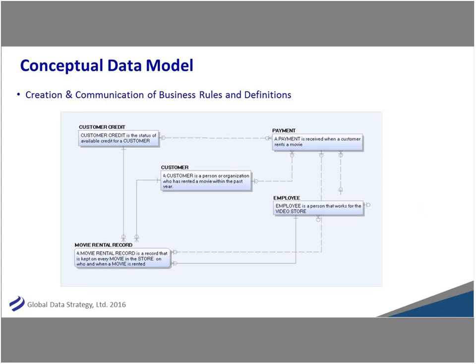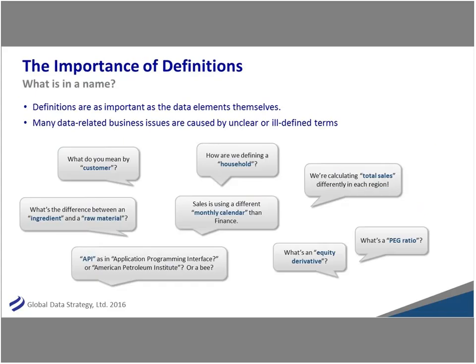So again, this is valuable just to understand the business. Because we talked about the importance of definitions. What do we mean by a model? What do we mean by a customer? What is a household? Is it people who live in the same building, or do they have to be family members? If you're a data modeler, all of these should become sort of familiar.